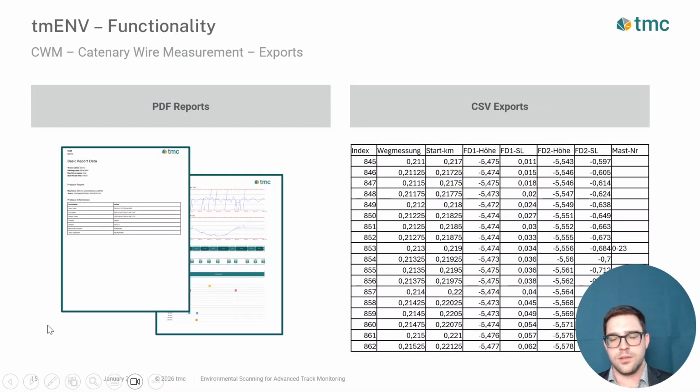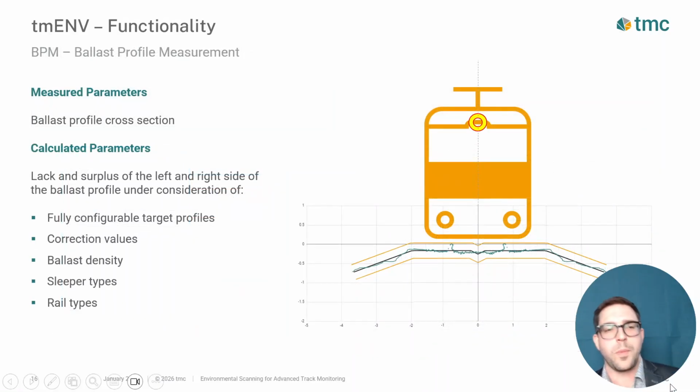Additionally to that system protocol, we also have customized CSV exports and PDF reports for the catenary wire measurement, where you can also see the data which is available in the protocol.